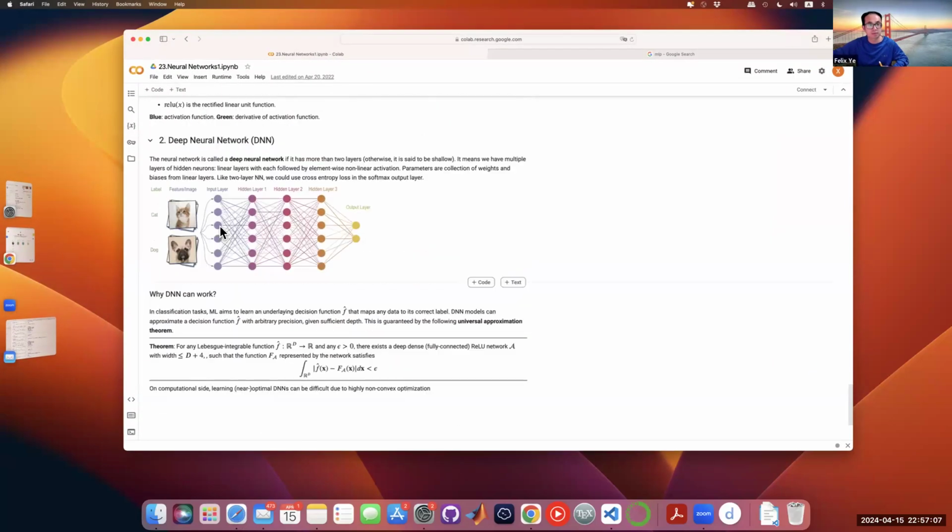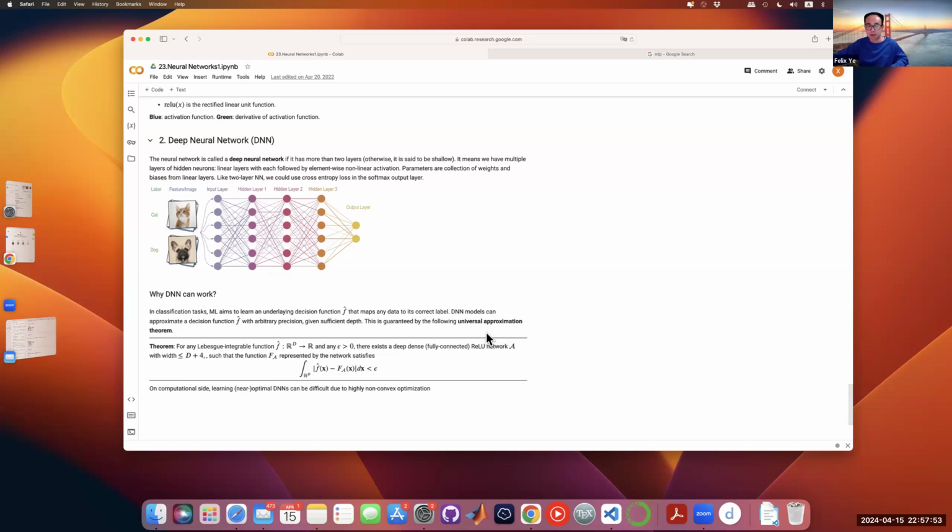there is a theorem. Basically, the reason that an MLP, a multi-layer perceptron, works is that we have the following theorem. By the end of the day, we're trying to learn an underlying decision function f hat that can map any data to its correct labels. A deep neural network can approximate that kind of decision function with arbitrary precision, given sufficient depth of the neural network.